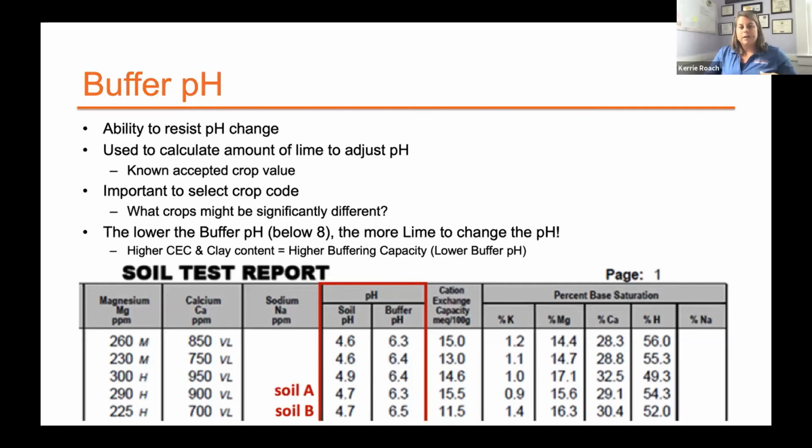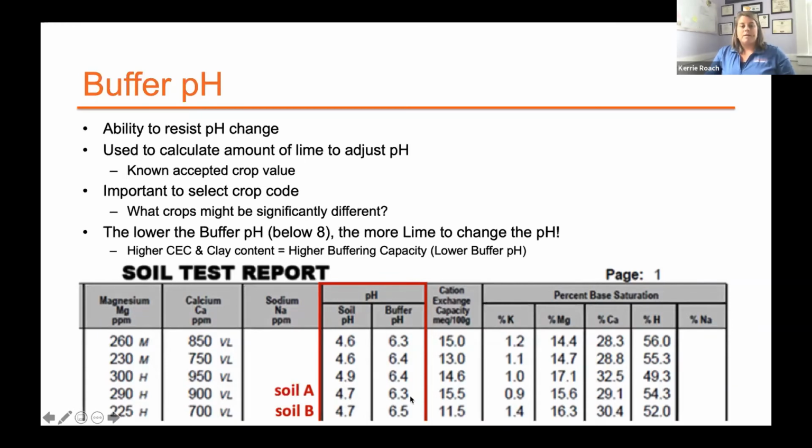So if you look on this little soil test report down here, there's a soil A and a soil B. And both of these soils have the same pH, but they have a different buffer pH, right? So soil A has a 6.3 buffer pH, whereas soil B has a 6.5. So if we look back at this regular soil pH, we think, oh, okay, they're the same.